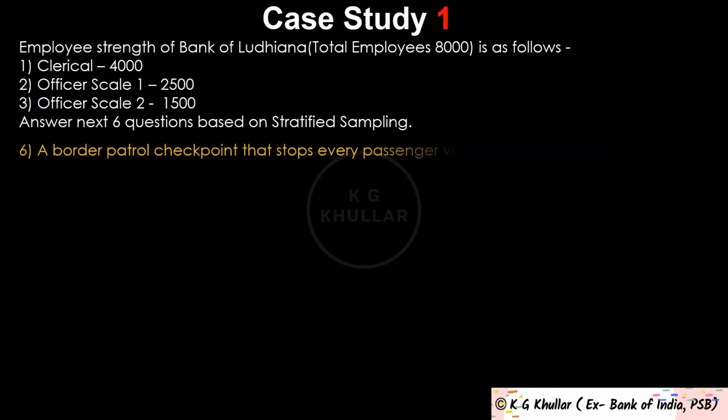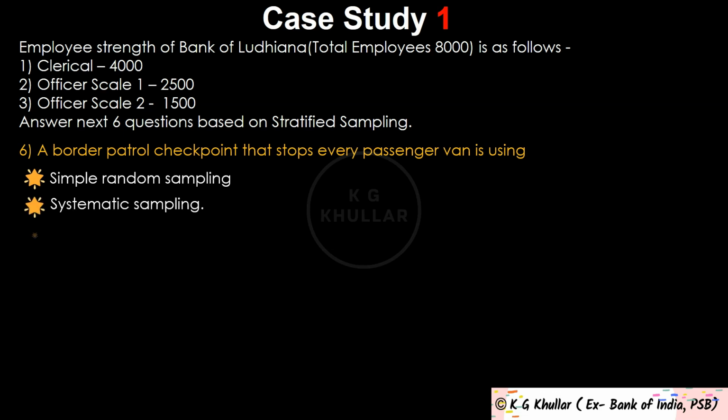The next question is, a border patrol checkpost that stops every passenger van is using, and these answer choices are given to you. The first one is simple random sampling. Then the second one is systematic sampling. Then the third one is stratified sampling. And the last one is complete census.